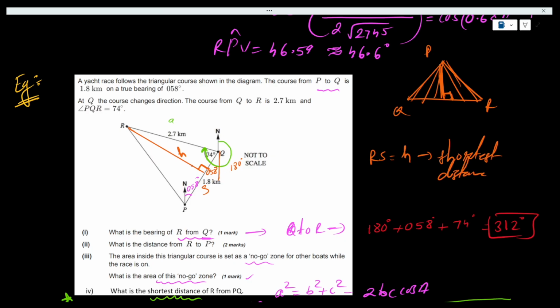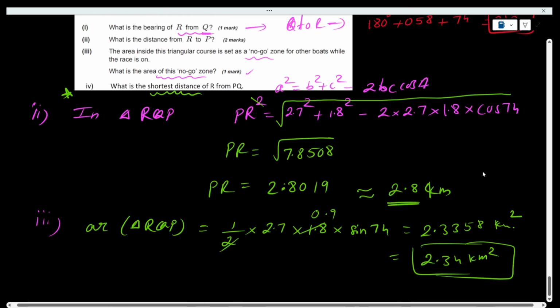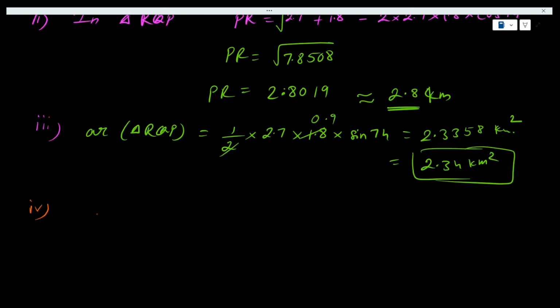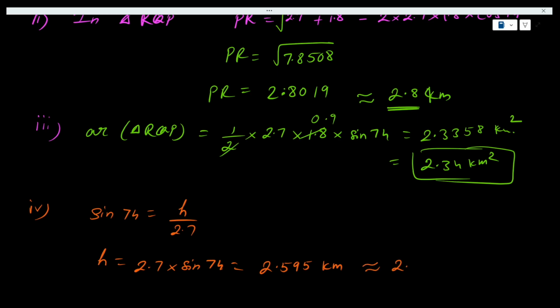Now because I have a right triangle and 74 degrees is known, I can use any trigonometric ratio. So H is opposite to 74 and the hypotenuse is 2.7. So opposite by hypotenuse, I can use the sine ratio. So for the fourth part, sine 74 will be H by 2.7. So what is the shortest distance? It is 2.7 times sine 74, which is coming as 2.595 kilometers, and if you take it approximately, 2.6 kilometers is the shortest distance.